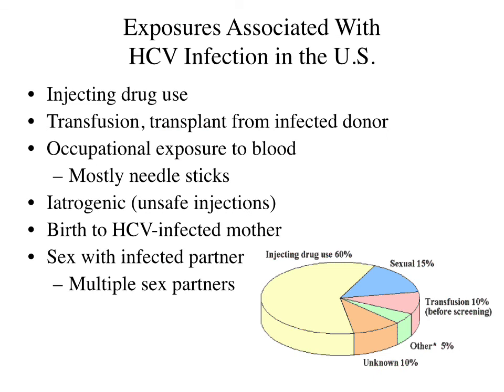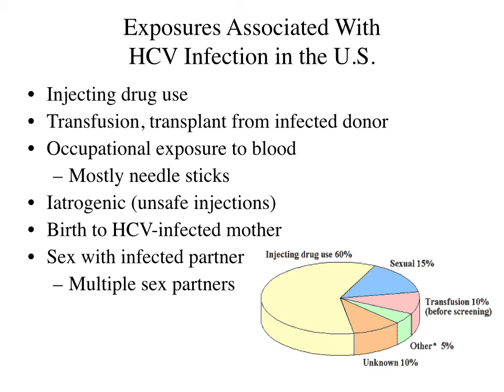There are a number of ways that individuals can become infected with hepatitis C. Injecting drug use is a major risk factor. Transfusion or transplant from an infected donor can also result in transmission of the virus. Occupational exposure to blood, primarily through needle sticks, can be a cause of this. Iatrogenic causes such as unsafe injections can cause this. We talked about these kinds of exposures earlier in the semester.